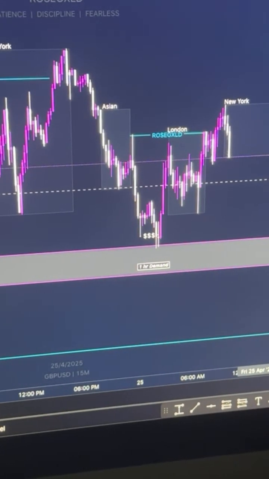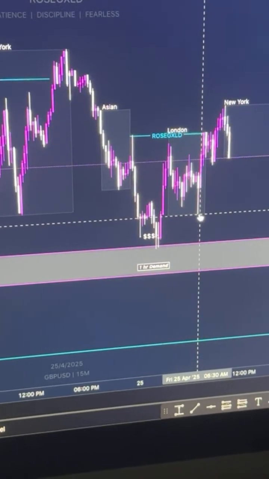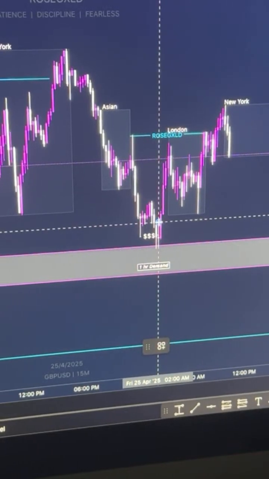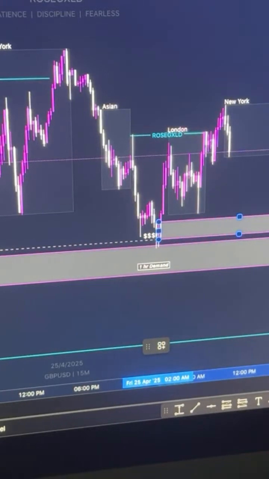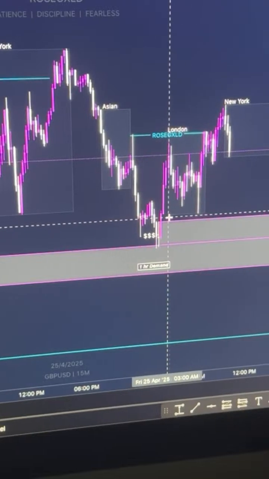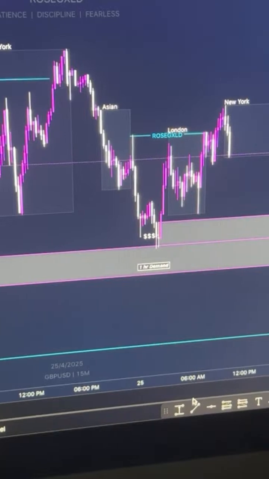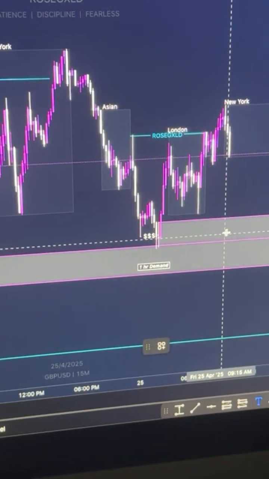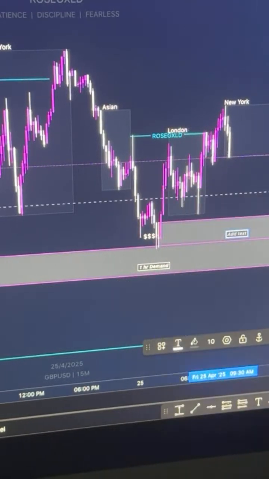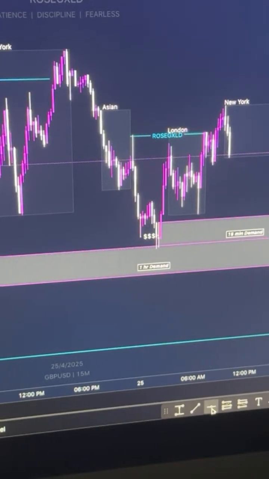Okay, beautiful. So we came and swept London highs. We have liquidity resting here as London low. If I'm looking to take price higher, I would definitely want to get in at this demand zone here, which will be a more refined 15-minute demand zone. Then we'll have London lows, a minor gap right here to come and fill. So price could come down, tap into this 15-minute demand zone here, then we could take price higher there.